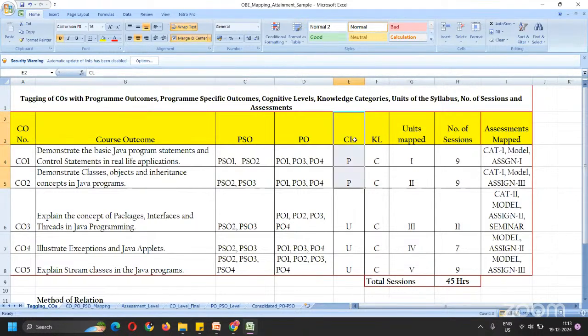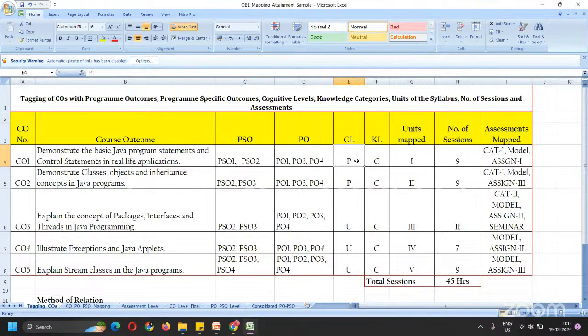Okay, so if we take this column, I have tagged my CO1 and CO2 at the apply level, which means it is contributing to the remember level and the understanding level, and on top of it, to the apply level of the outcomes. So if I have tagged my CO at the apply level, the student will cross the cognitive levels of remember and understanding, and then be able to cross the cognitive level of apply.